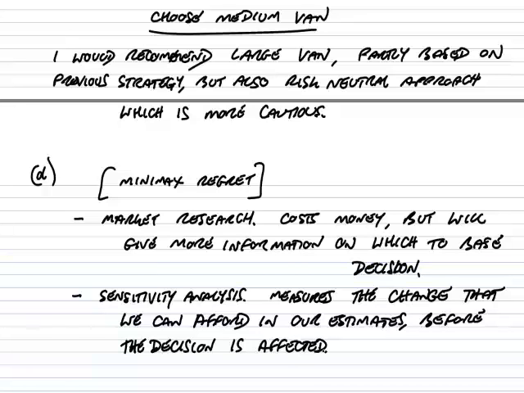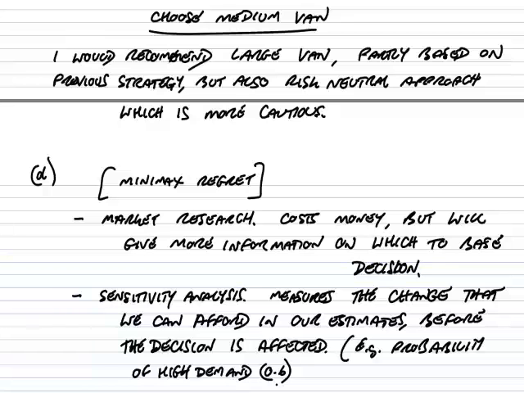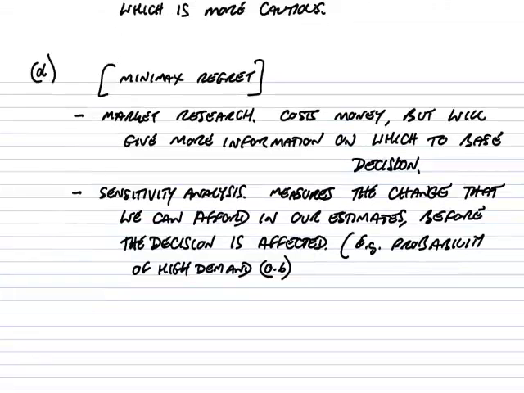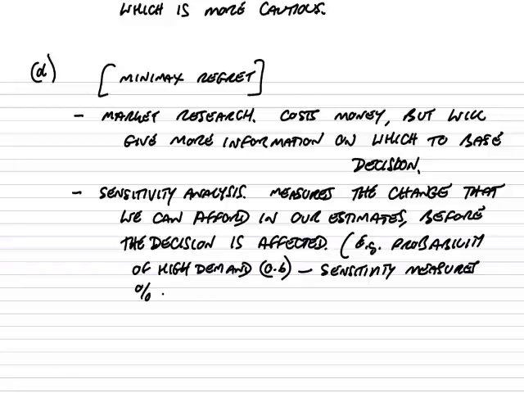Now, an obvious thing to look at here would be the probability of high demand, which is 0.6, well, that's obviously only an estimate. What happens if the probability of high demand changed and was 0.55 or 0.5? Well, sensitivity would simply measure the percentage change before the decision changes.